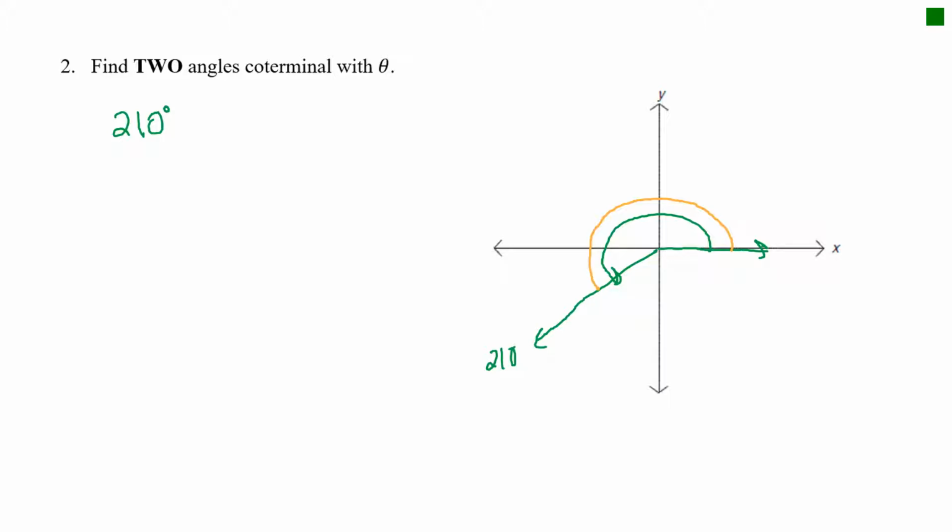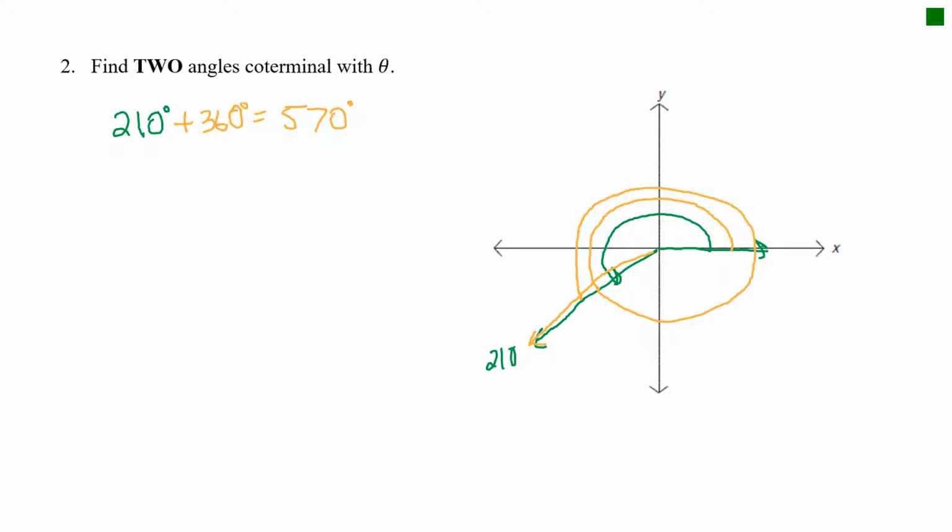But I want another one, so I'm going to rotate a full 360 degrees more to end up with a terminal side that is directly on top of that. So I need 210 degrees and add a full 360 degrees more, and that's going to give us our answer. So if we do that, I believe it's going to be 570 degrees. So that angle is coterminal with 210.